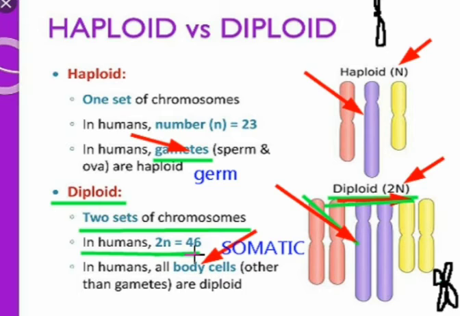Now see, this diploid is present in the form of pairs. In humans, all body cells other than gametes are diploid. Only gametes are haploid. Now haploid, one set of chromosomes is there. If you convert 46 into half, divided by 2, you get 23. So 23 chromosomes in haploid cells, where in the reproductive organs the sperms and the eggs are haploid.